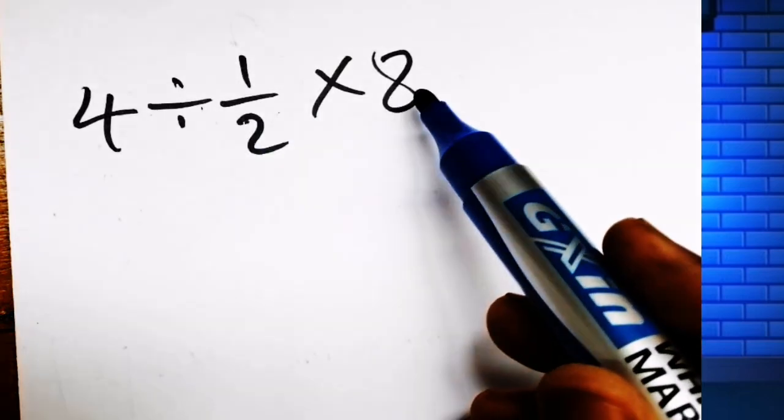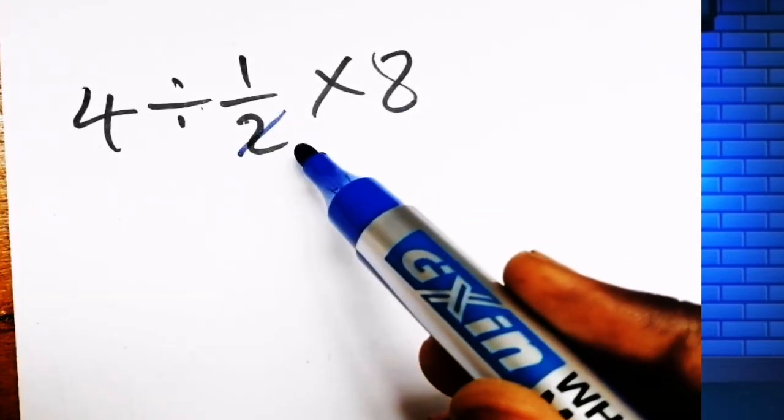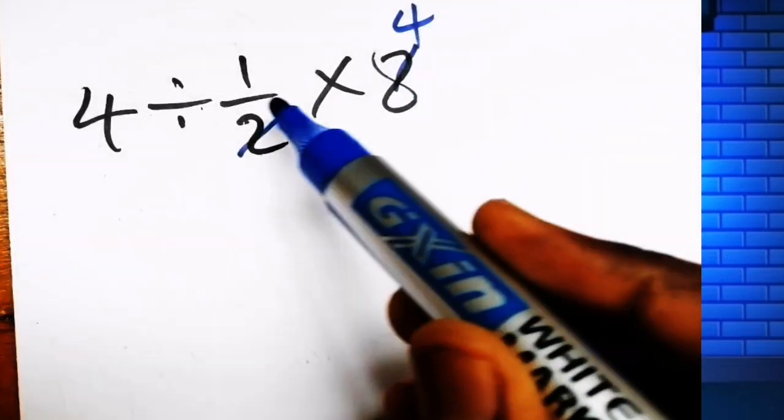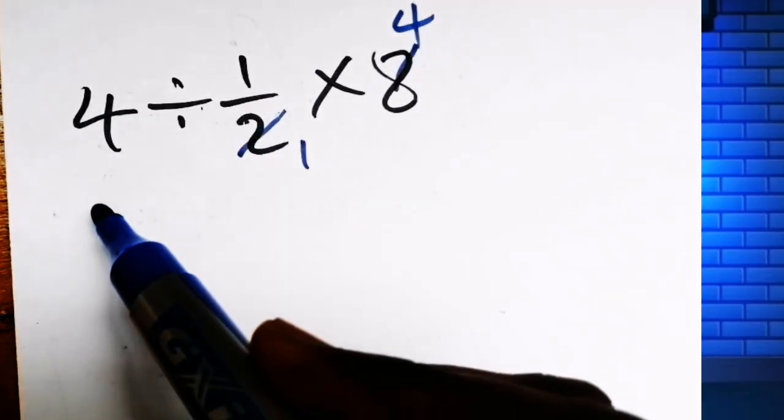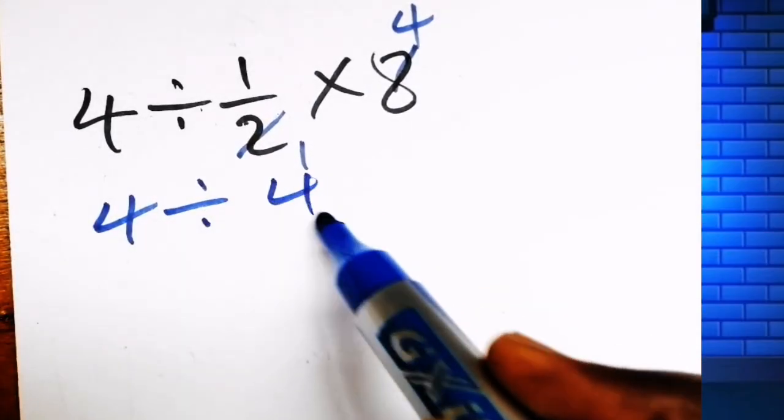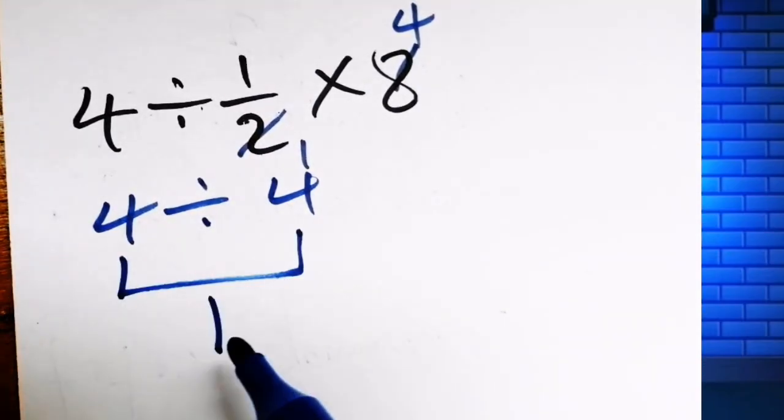1 over 2 times 8. Then here, 2 by 1, 4 by 2. Then 1 times 4 is 4. Therefore 4 divided by 4, which equals 1.